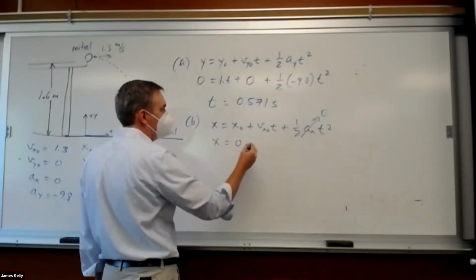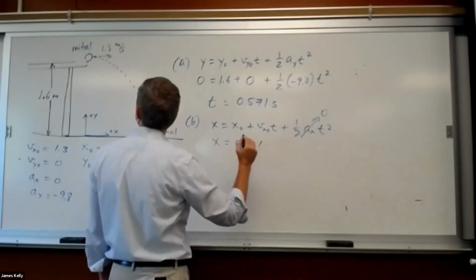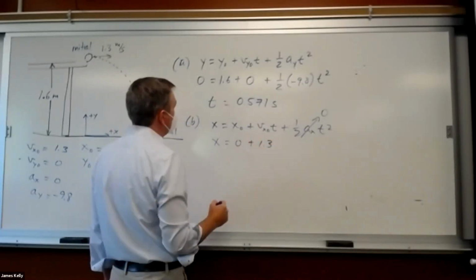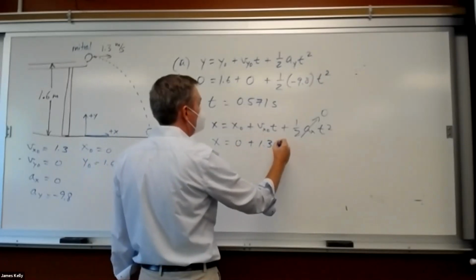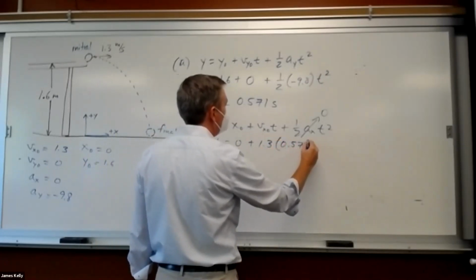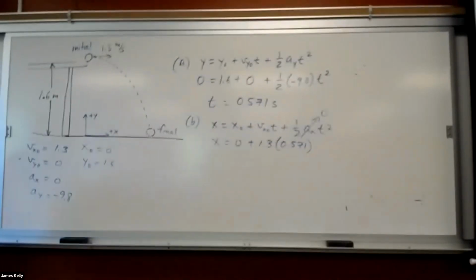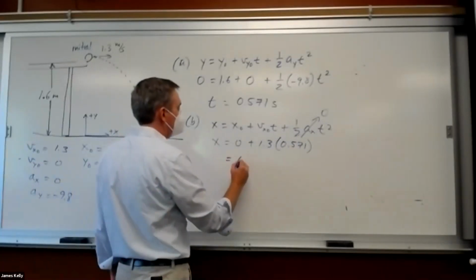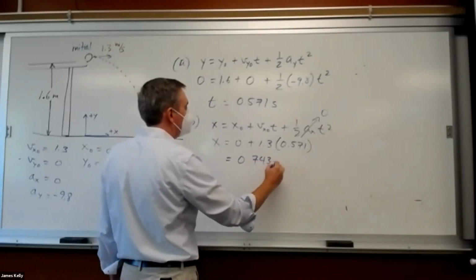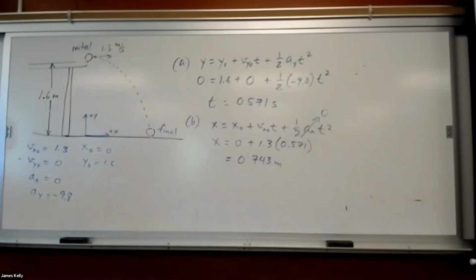x initial is 0 in my coordinate system. v_x0 was 1.3. And the time it takes between initial and final we just found is 0.571 in SI units. So hey, that's really easy now. I just multiply those numbers together. 0.743 meters I have. Again, I'm just throwing on the SI unit at the end because I know I put everything in SI units, so I'm going to get SI units out. Questions on A or B?